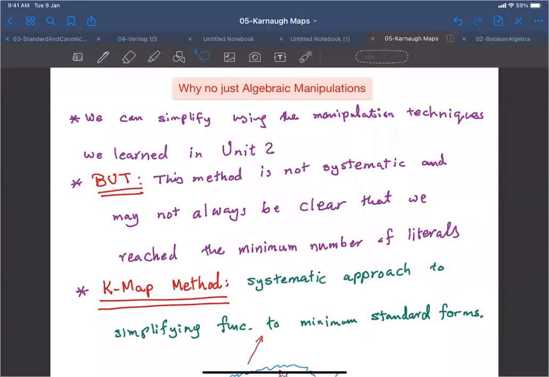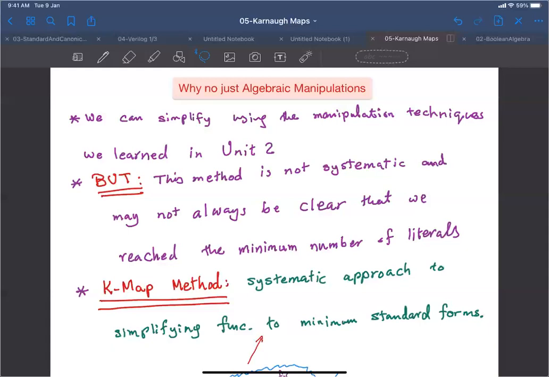So the question is, if K-maps are used for simplification, and we have already learned Boolean algebra and how to simplify functions using Boolean algebra, why is that not enough? First of all, the method of algebraic manipulation and simplification of functions using algebraic manipulations is not systematic, and it's very difficult. And it depends on the experience of whoever is doing it.